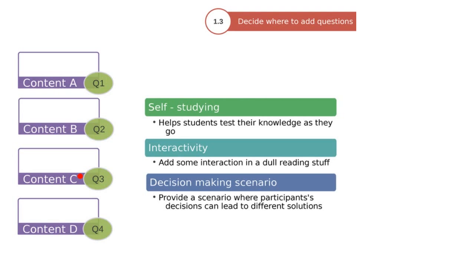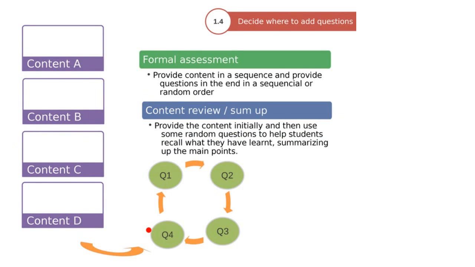Or you can provide the whole content at once, and then at the end use the questions and provide the questions in a sequential or random order. This is nice for a formal assessment. It's like you have the content and then you have a quiz. Or it's good for summarizing difficult content. You want to make sure that people remember the main points after the whole pages.